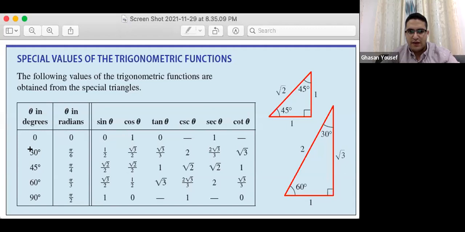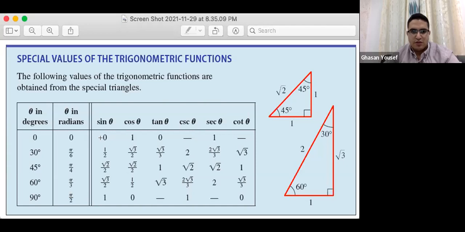For 30 degrees, to convert it to radians, you multiply by pi over 180, so you get pi over 6. The same for 45, it's pi over 4. The 60 is pi over 3. The 90 degrees is pi over 2. So you should know the sine of 0 is 0, the cosine of 0 is 1, and the tan is sine over cosine, which is 0. And the same for the others.